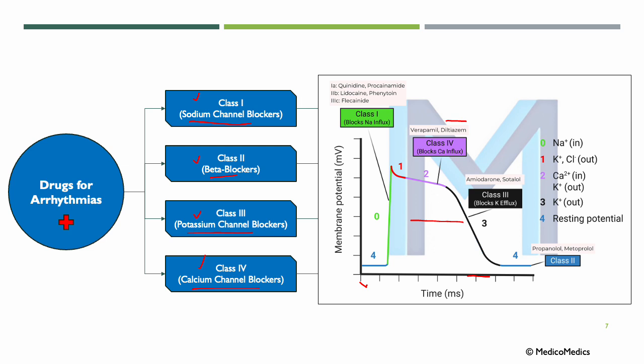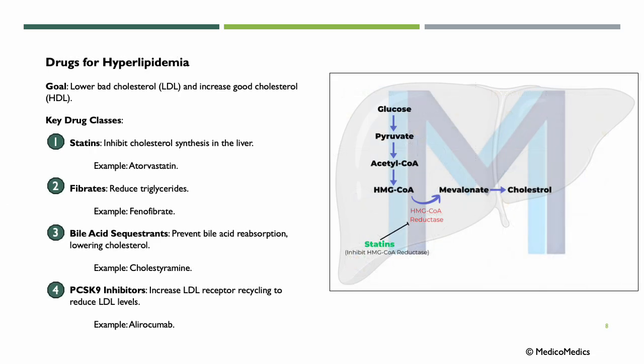Now, finally, let's address drugs for managing cholesterol and preventing cardiovascular diseases. Now then, let's move on to talk about drugs used to treat hyperlipidemia. The main goal of hyperlipidemia treatment is to lower LDL, which is low-density lipoprotein, often called the so-called bad cholesterol, while increasing HDL, which is high-density lipoprotein, or so-called good cholesterol. Triglyceride levels are also targeted in some patients, of course.